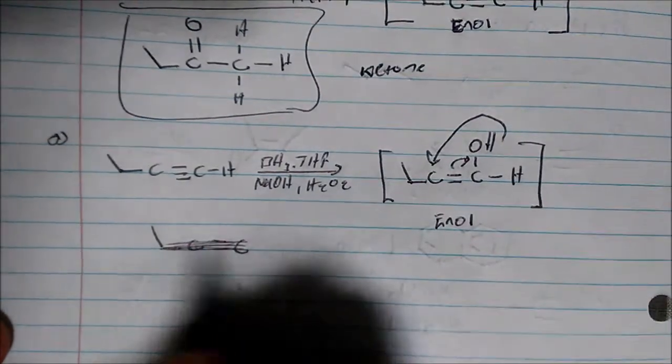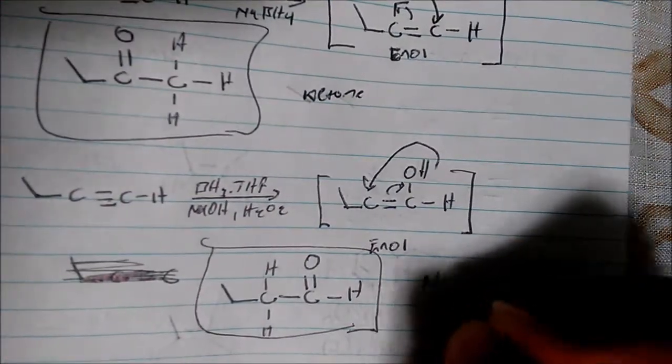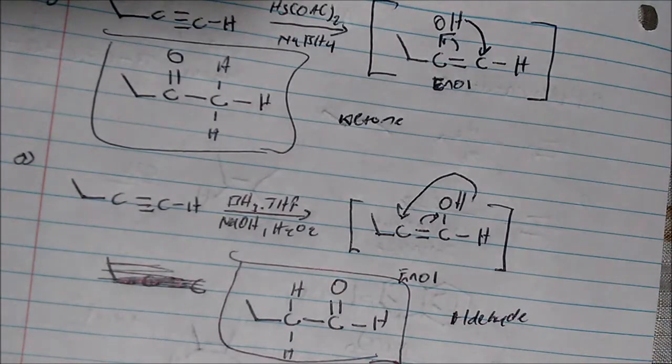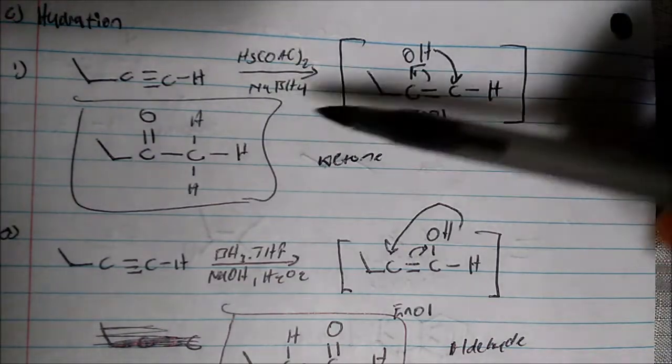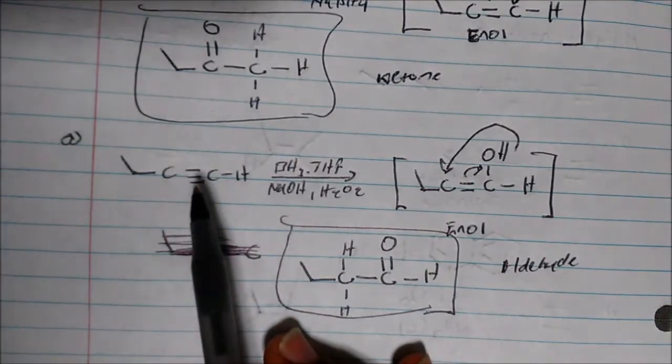No, this should not be a double bond here. And we have these two hydrogens now circulating this carbon. So this is what you get. You get an aldehyde. So again, adding mercury acetate in the presence of sodium borohydride, adding water, you'll get a ketone. When you do hydroboration, you get an aldehyde. So that's hydration.